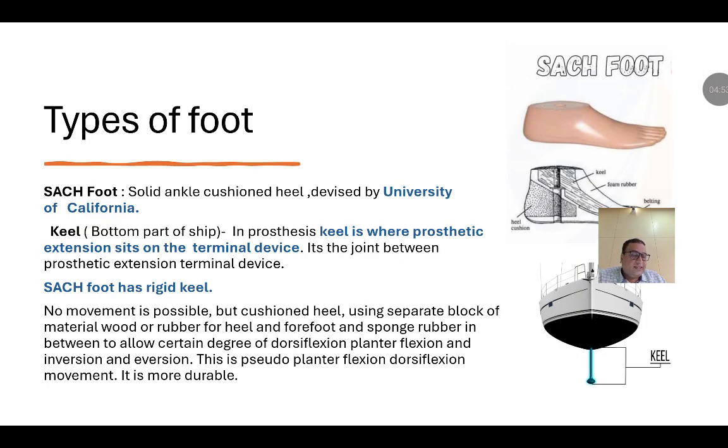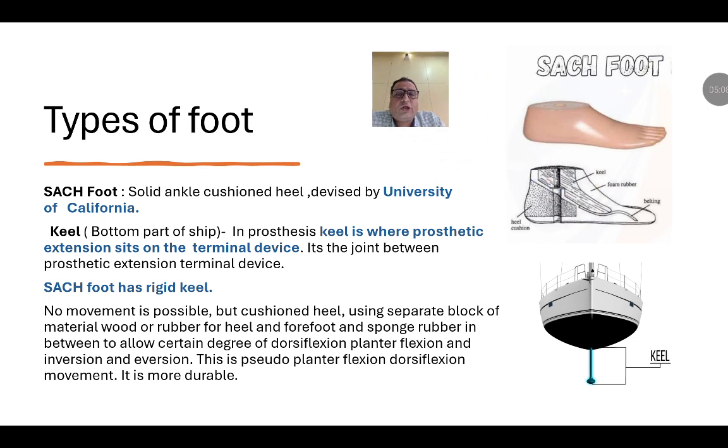Then we will discuss the types of foot. SACH foot. It is a solid ankle cushioned heel, devised by the University of California. So it has a keel. Keel is the bottom part of the ship. Literal meaning of the keel is the bottom part of the ship. So in prosthesis, keel is where the prosthetic extension sits on the terminal device. So basically it is a joint between prosthetic extension and the terminal device. Such foot has a rigid keel.